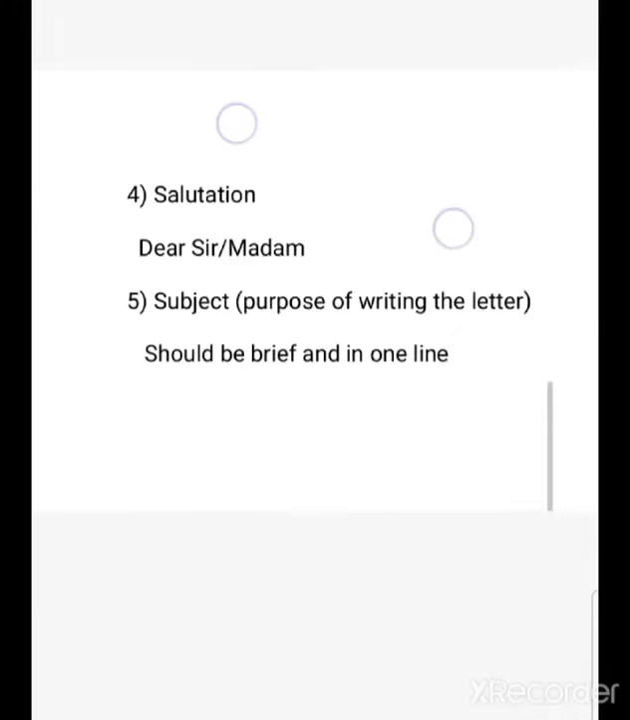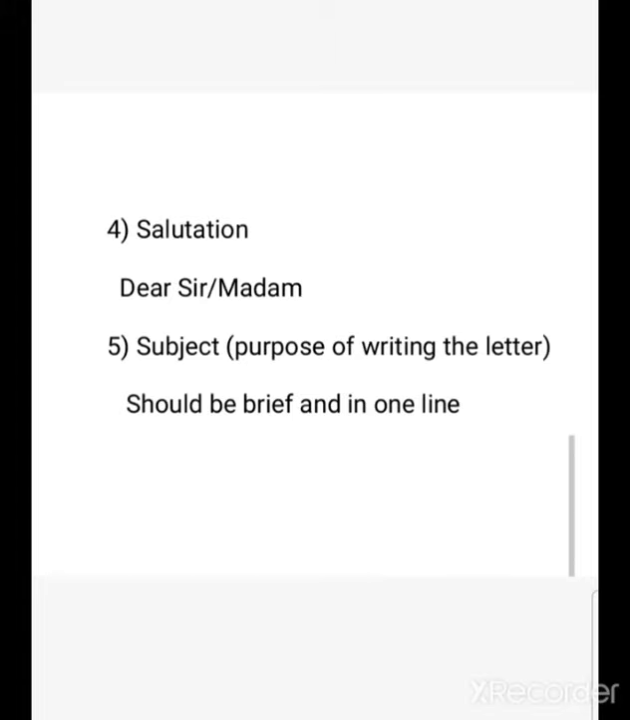Next, the fourth one: after the receiver's address, we will give the salutation. Salutation means we have to write a respectful word for whoever you are writing to, dear sir or ma'am. This is known as the salutation.